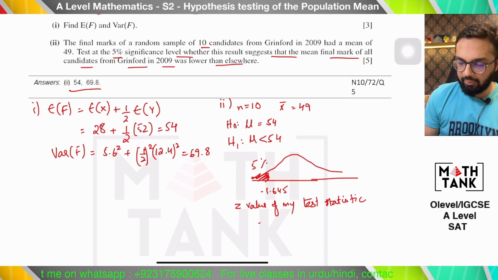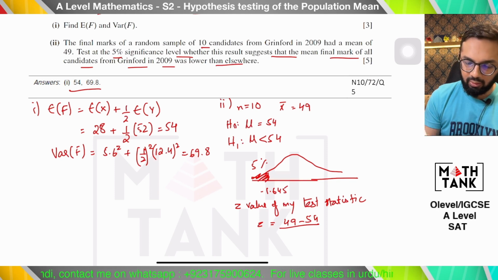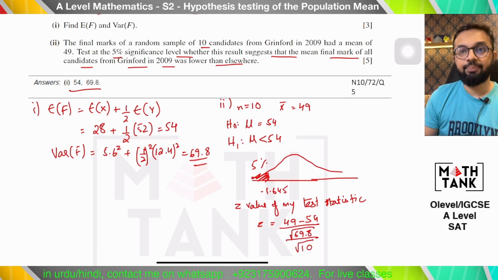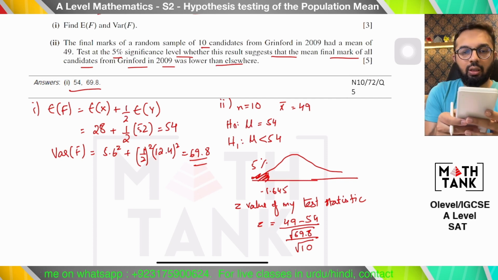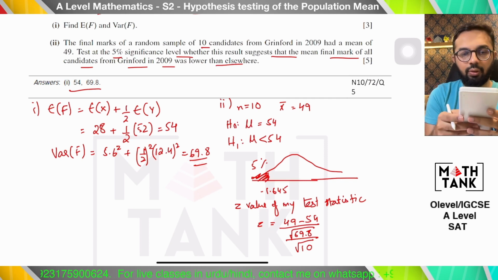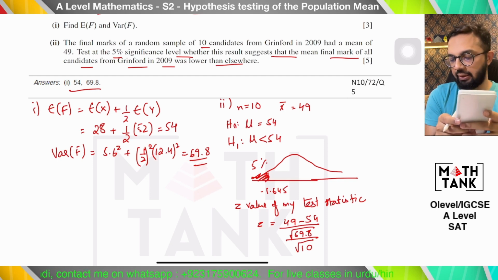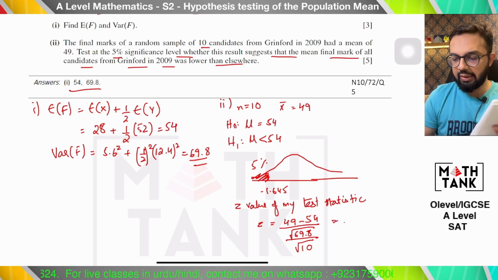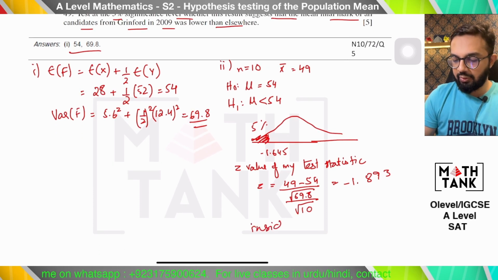So that is going to be x bar minus 54 divided by, I have 69.8, so I'll have to root that and divide by root of 10. Okay, 49 minus 54 divided by root of 6.98 basically. I'm getting minus 1.893. That is inside my rejection region.